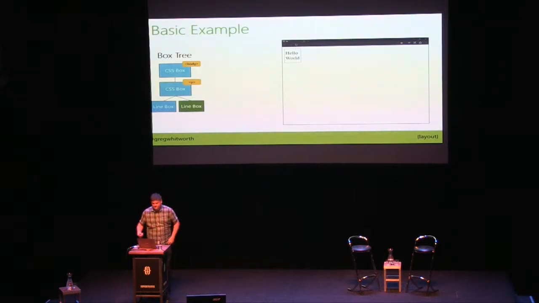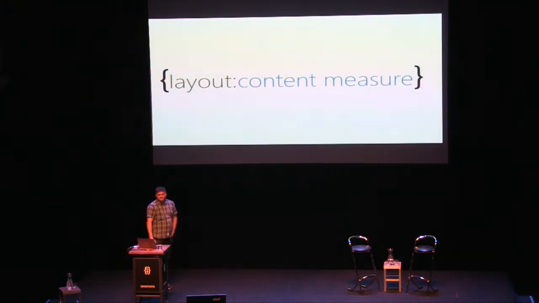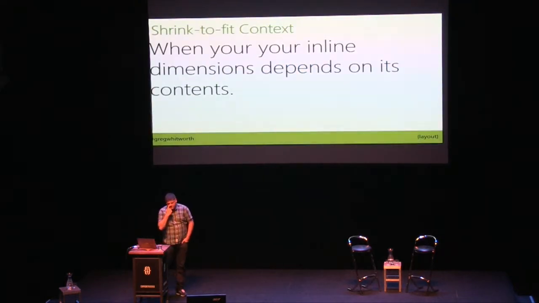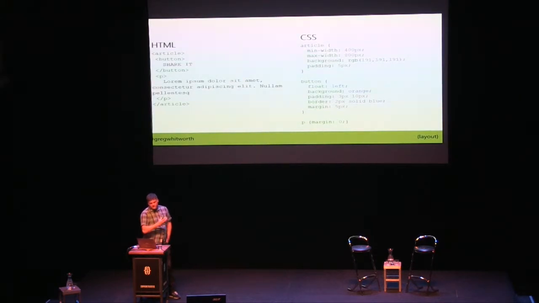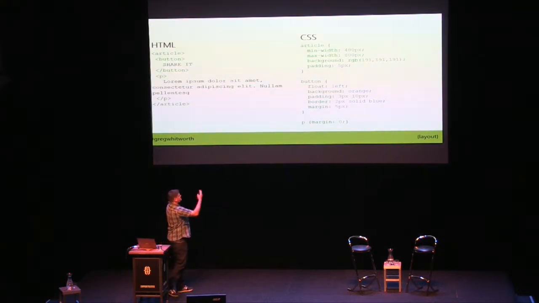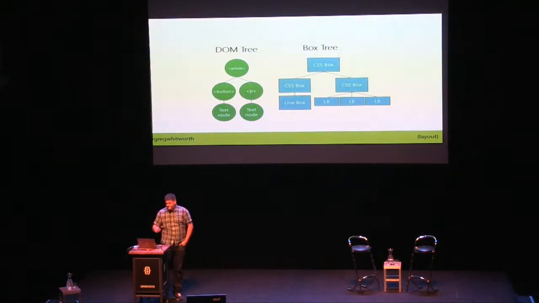We'll just continue to build on it, just like math. Content measure. This is also known as a shrink to fit context, and this is when your inline dimensions depend on its contents. So let's say this is our end result here. We basically have a button floated off to the left with some dummy text that says share it within a nice container there. Our HTML and CSS is pretty simple. We have an article with a button, some dummy text in a paragraph, and again, the button is floated left. The only layout constraints we're applying to this is the article is 400 pixels min width, and a max of 800 pixels. Added padding and some backgrounds just for styles. Nothing fancy. So resulting DOM tree is this, and our resulting box tree will be this.